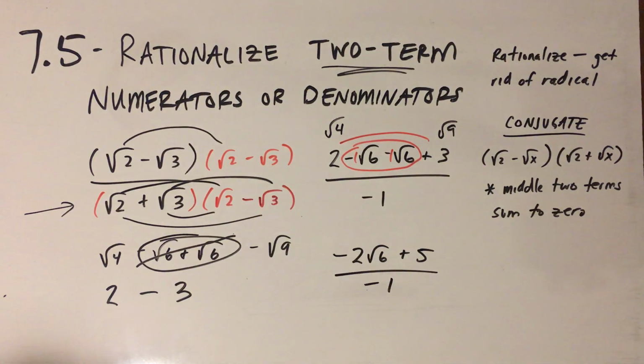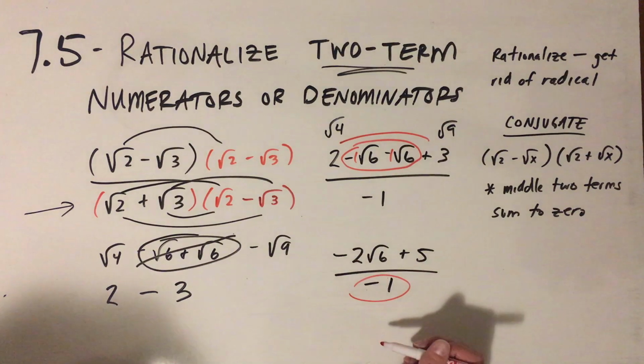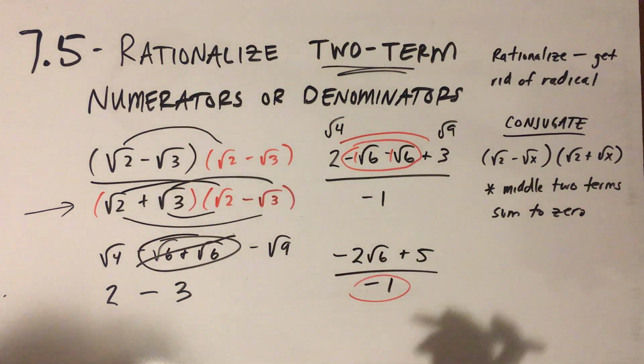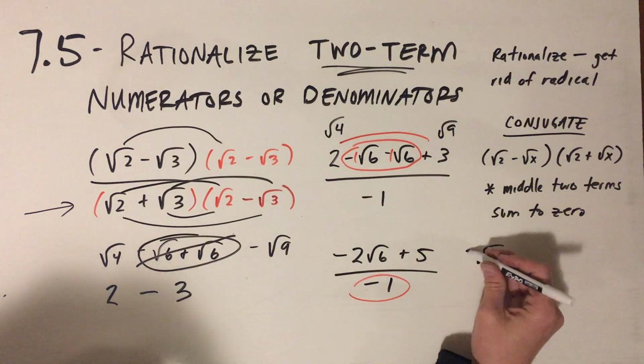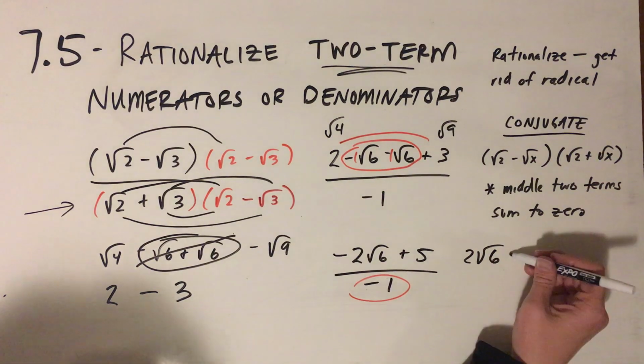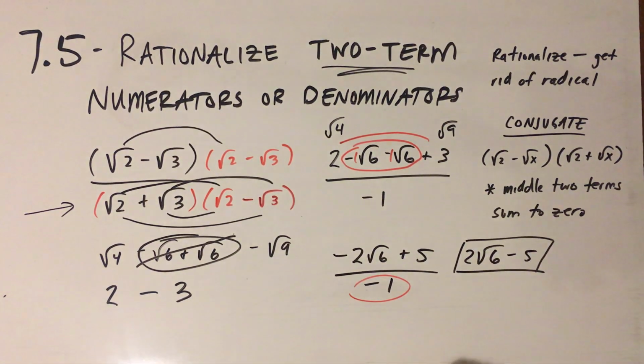What does that negative 1 do? Well, this negative 1 belongs to both of these terms. If I divide negative 2 square roots of 6 by negative 1, I'm just going to get 2 square roots of 6. If I divide 5 by negative 1, I'm going to get minus 5. So this is the most simplified version of this expression. Again, my goal was to get the radical out of the denominator.